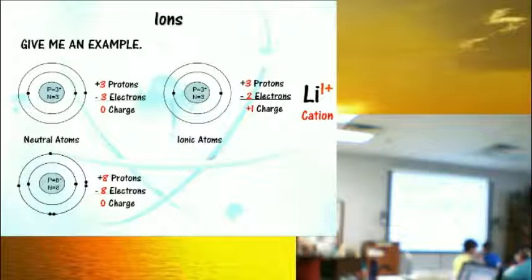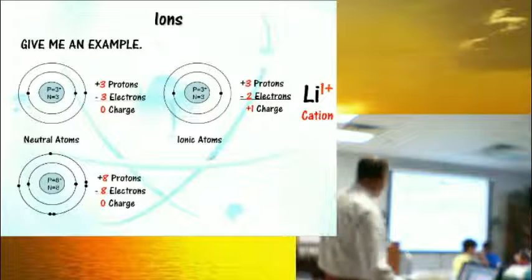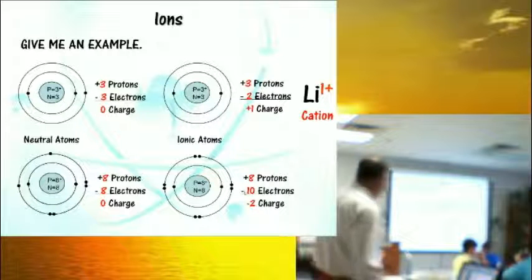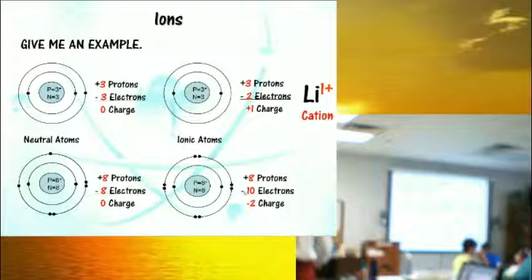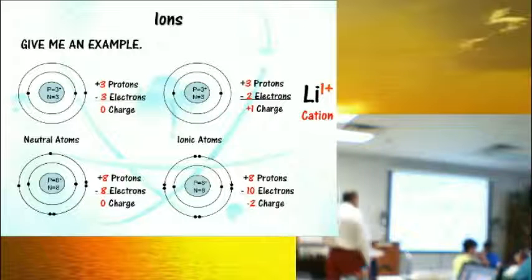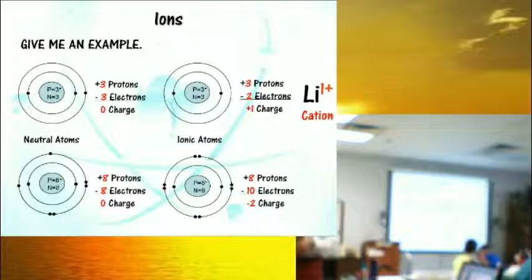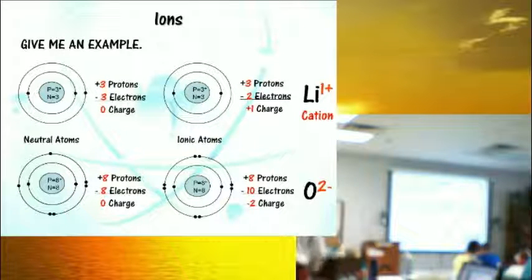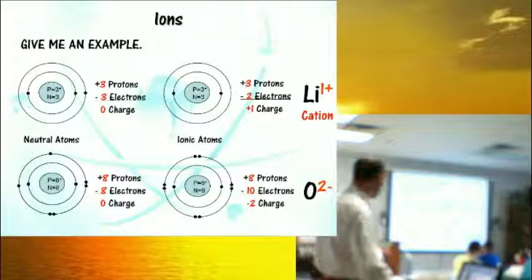Okay? So when it gains some electrons, and look, it's gained 2 in the little model, because now it has 2 extra. The protons don't change, but the electrons do. What's 8 minus 10? Negative 2. So now the charge is negative. And it's oxygen 2 minus. And it is an anion.